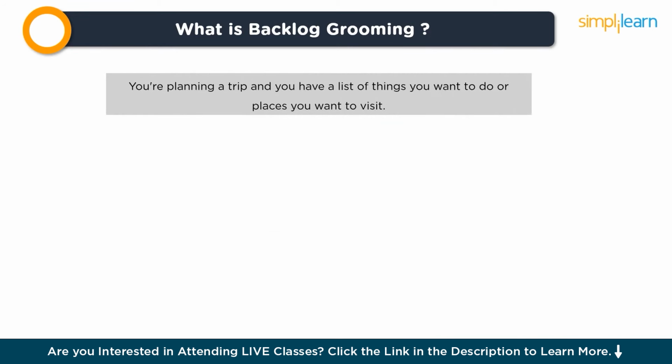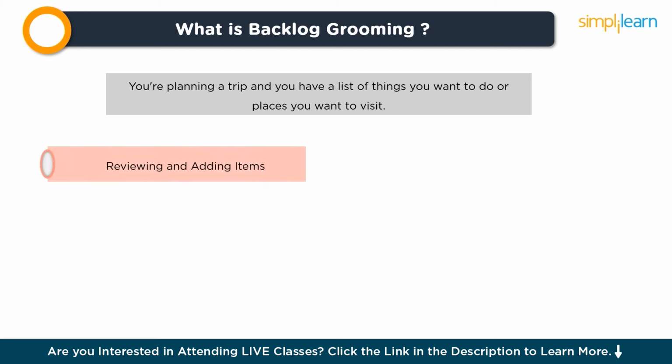Backlog grooming is a term commonly used in Agile software development. Imagine you're planning a trip and you have a list of things you want to do or places you want to visit. Your list might include things like booking flights, reserving accommodations, and planning activities. Now, think of this list as your backlog in Agile terms. It's a list of tasks or features that need to be completed for a project. Backlog grooming is like going through this list regularly to make sure it's organized, prioritized, and ready to be worked on. Here's how it works.